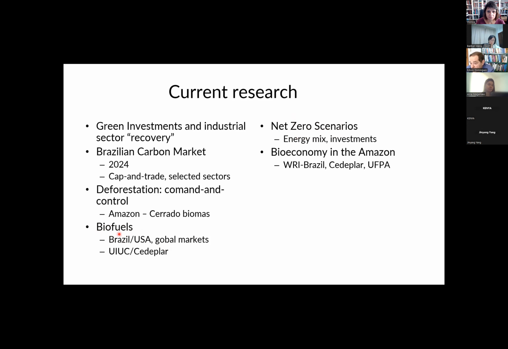And we think for the net zero scenario policy in the future, we are going to rely a lot on biofuels. We also have a project to study biofuel marketing as a global market between Brazil and the United States. It's a project we have been working on with the University of Illinois Urbana-Champaign, and myself and other researchers. And the last thing, the bioeconomy in the Amazon, is one project that we have just finished, related to a very large study from WRI, World Resources Institute Brazil. We are trying to see how much this so-called bioeconomy in the Amazon can be a useful strategy for reducing emissions and deforestation in the region. So we have been working with the Federal University of Pará in the north of Brazil to study this strategy related to climate change.